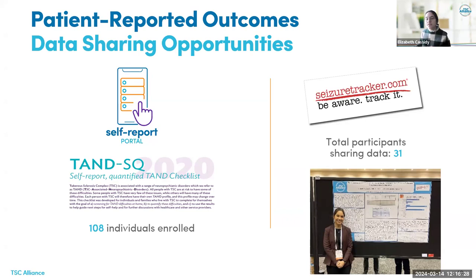So similarly to consenting to the self-report portal, those who consent to the natural history database are asked if they're interested in participating in Seizure Tracker. They may not have heard of Seizure Tracker before, and hear about it while going through consenting. They can elect to share their seizure diary information with the natural history database record for use by TSC researchers.